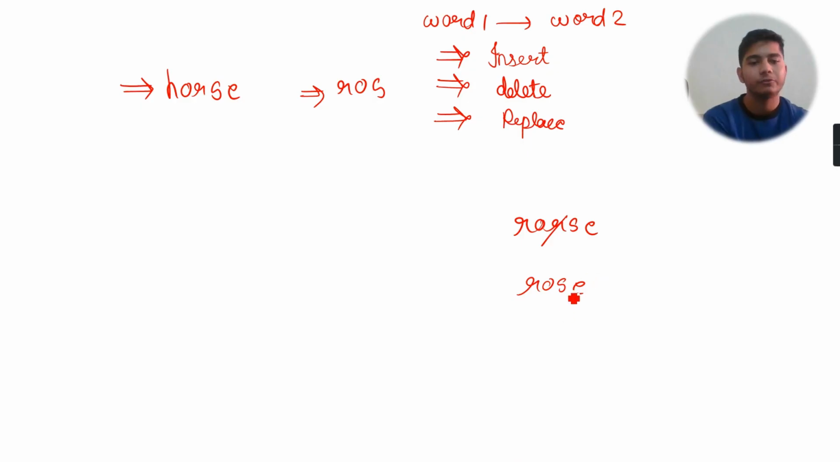And what you have to do, you have to remove this e, so that it will be Rose here, and we will have the final answer. But how will our algorithm, how will the computer know that you have to first insert, first you have to replace r, then you have to delete r, then you have to delete e? How will the computer know this?